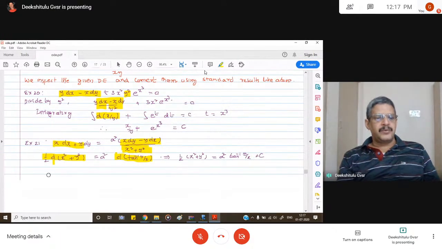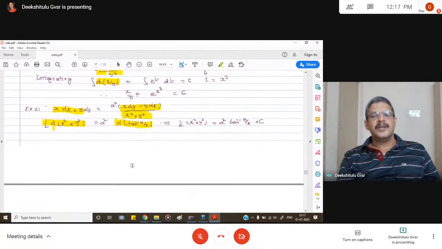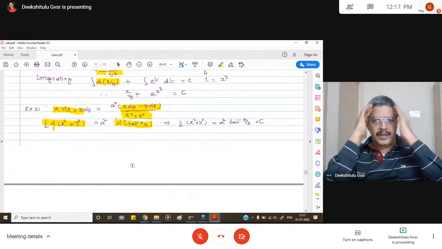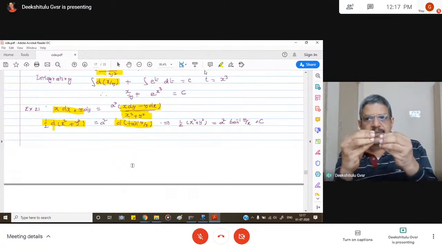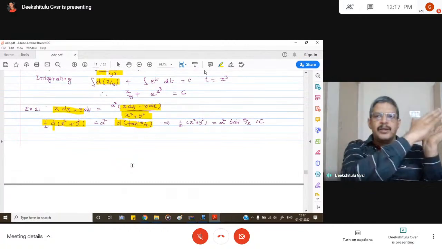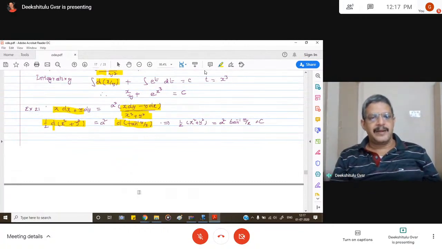So we have 1 by 2 d of x square plus y square equal to a square d of tan inverse y by x. Straight away you can integrate: 1 by 2 of x square plus y square is equal to a square tan inverse y by x plus c. This is the solution. That means you have to remember the formulae very well, convert the terms given in the equation into the formula, and then apply it directly.